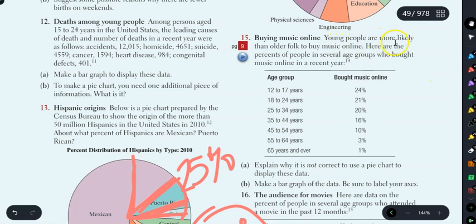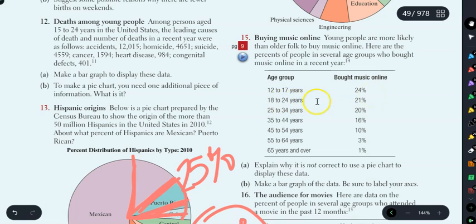Buying music online. Young people are more likely than older folk to buy music. I love that, older folk. That's talking about people like me. I'm offended. Here are the percents of people in several age groups who bought music online in a recent year. Okay, so I've got the age group, 24% of people between 12 and 17 bought music online.